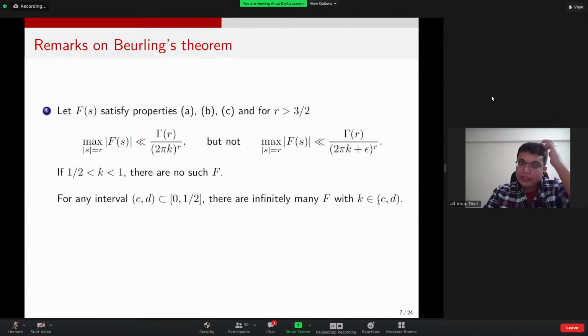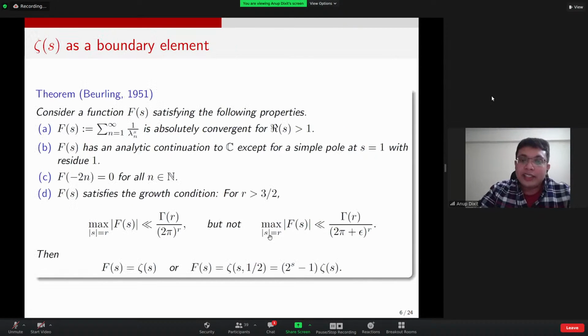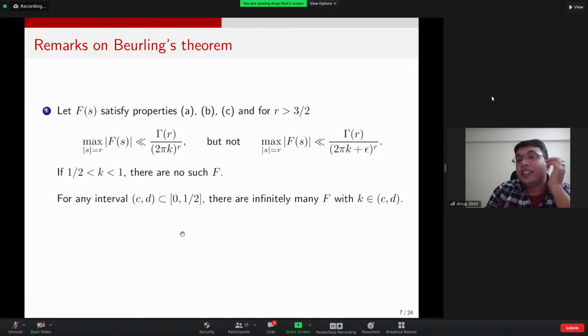So k lying in this interval C to D. So really speaking, the zeta function is the function of minimal growth. Like if we forget this particular condition and just say that it satisfies this growth condition, then the zeta function is really the function with minimal growth. It is really lying as the boundary element of the collection of all these functions which satisfy this type of growth condition.